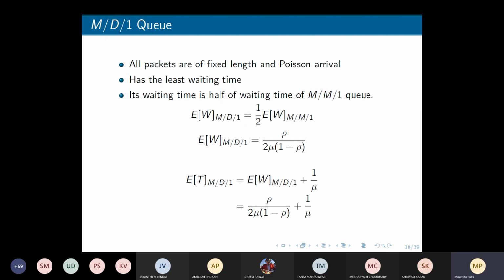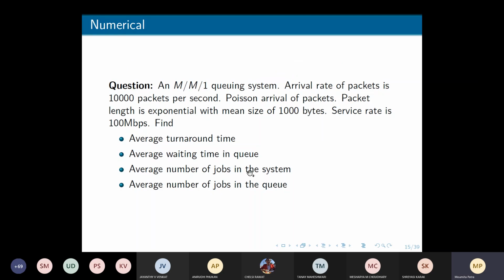Look at the numerical here. What was told? That you have a given service rate, that is 100 Mbps. But the packet length varies exponentially with a mean size of 1000 bytes. So this variation was causing the variation in service times, even though your service rate is the same.